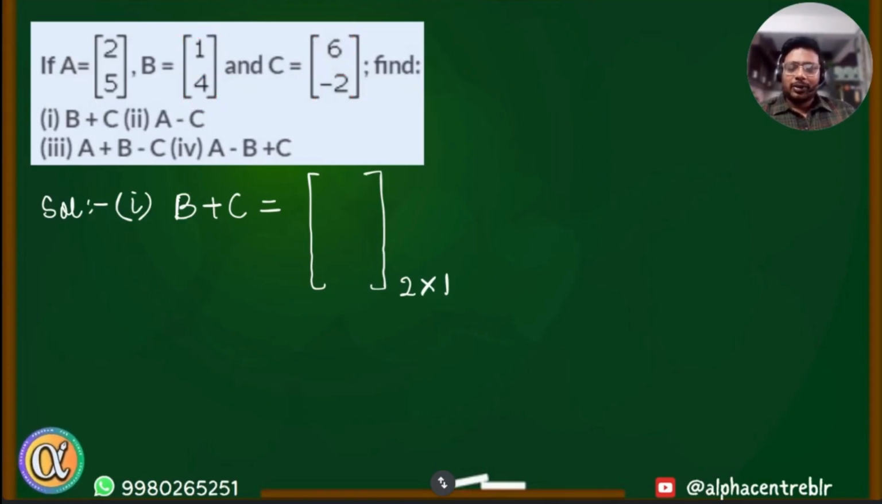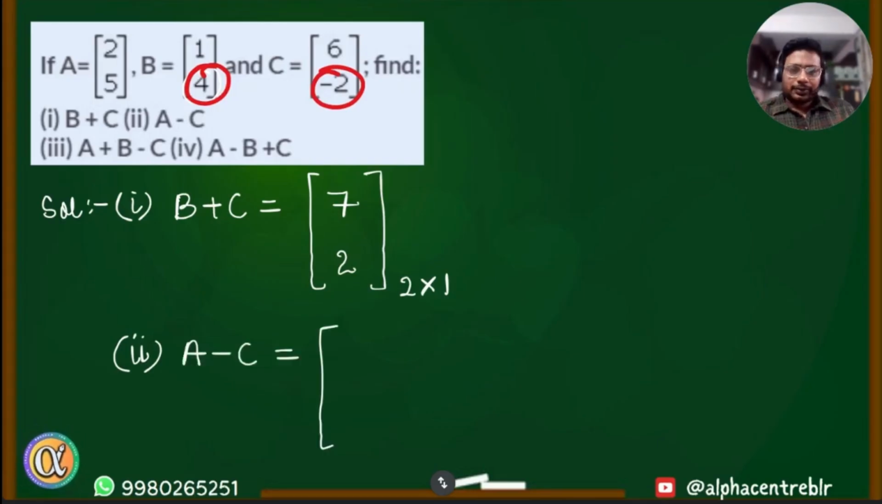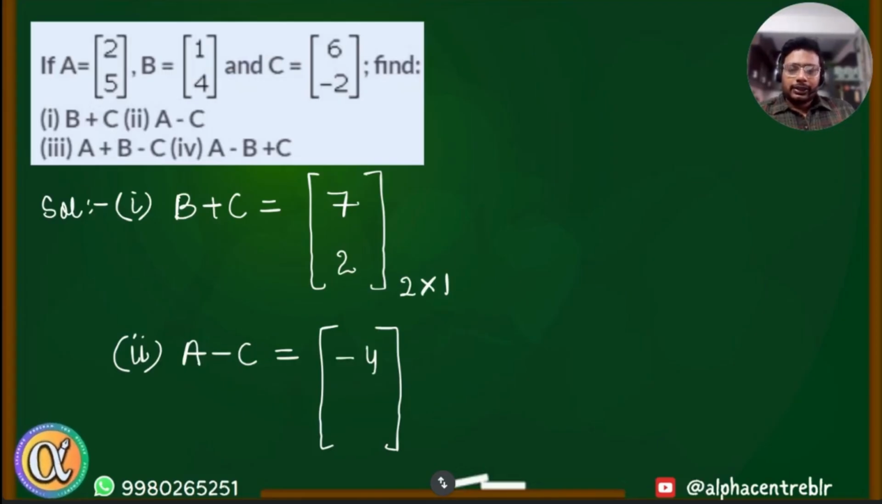1 plus 6 is what? 7. So that's all here in the first place. And 4 and -2? 2. Correct. So it's 7 and 2. Similarly, what is A minus C then? -4, 7. So 2 minus 6 is -4, and 5 minus -2 is 7. Correct?